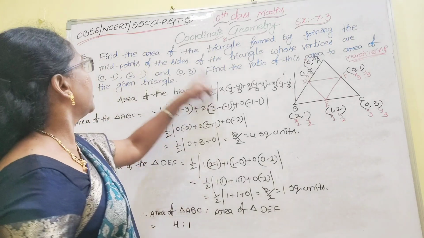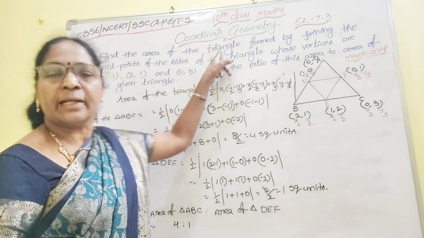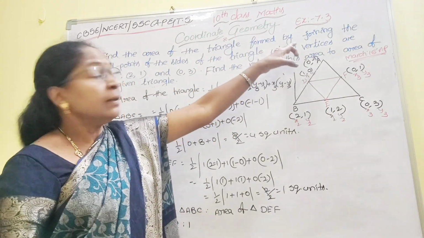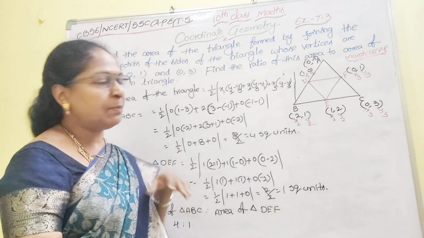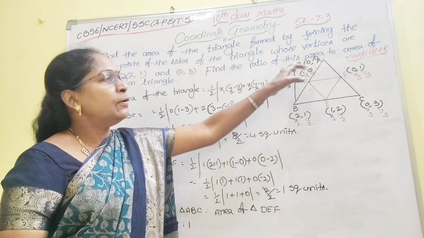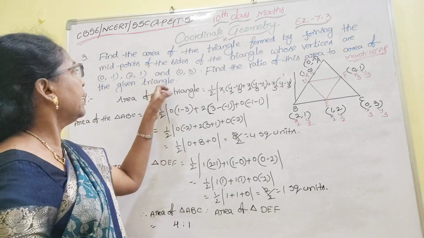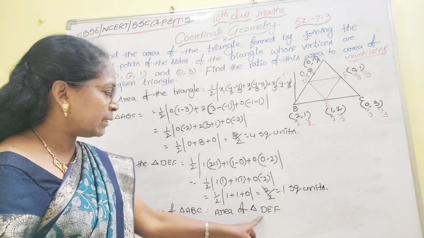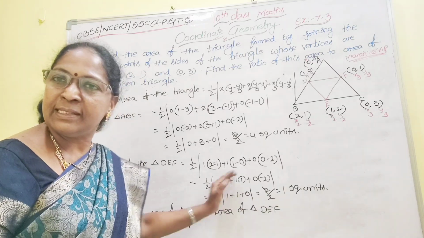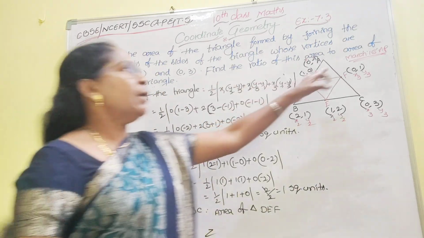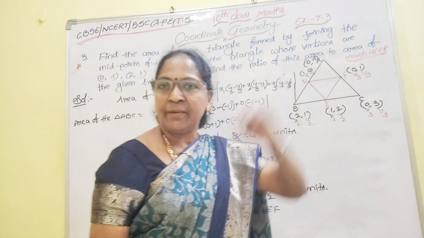Here, what we have to find? The first one, find the area of the triangle formed by joining the midpoints of the triangle ABC, as well as the ratio of this triangle's area to the area of the triangle ABC. So the area of triangle ABC is to the area of triangle DEF equal to 4 is to 1. This is the answer. This question has already been given in March 16. It is a very important sum.